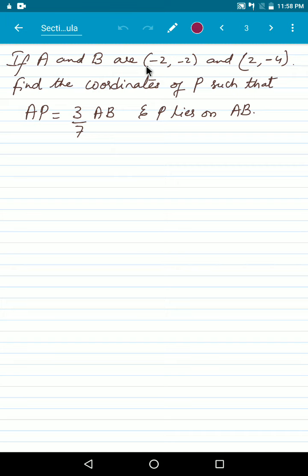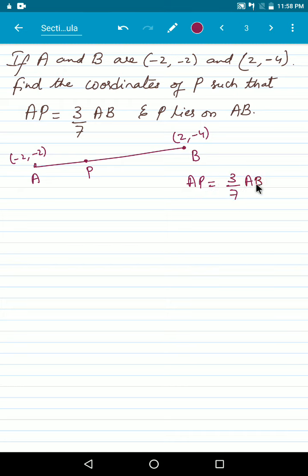If A and B are (-2, ?) and (2, -4), find the coordinates of point P such that AP is equal to 3/7 AB and P lies on AB. Okay, so we have line segment AB. A is -2 and B is 2 comma -4. There is a point P which is lying on AB, such that AP is equal to 3/7 of AB.